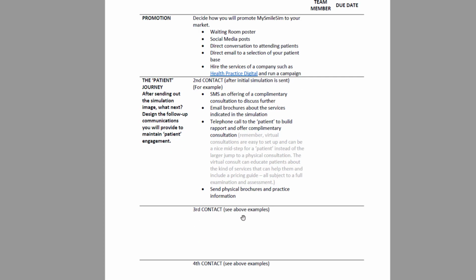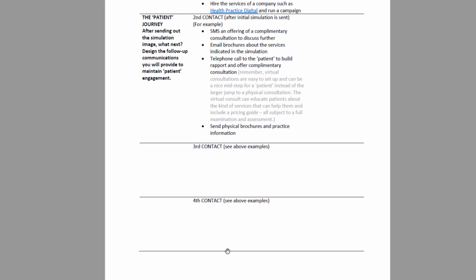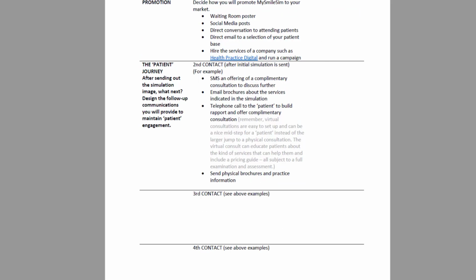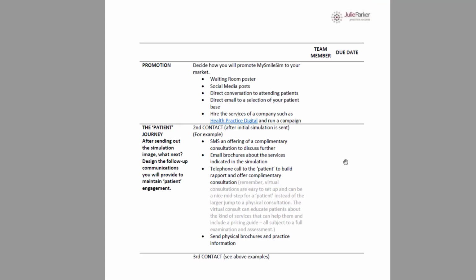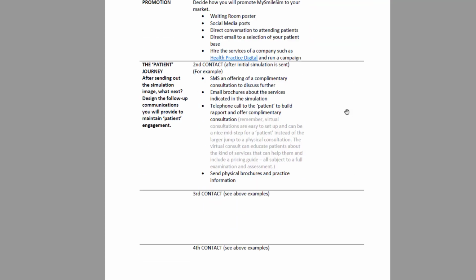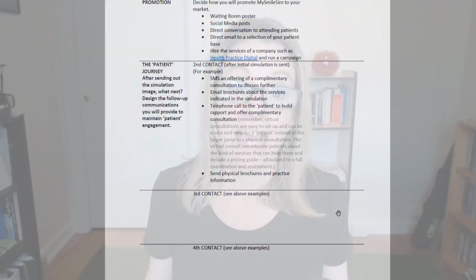Then what's going to be the third contact? Discuss with your team. We're going to be, for example, doing an SMS offering as the second contact. The third contact, see the above examples, make up examples of your own. What are we going to do for the third contact and what are we going to do for the fourth contact? Who is going to be responsible for these communications and at what time interval are they going to happen? The second contact is going to happen 2 days after the simulation, for example. The third contact is happening 1 month after, etc.